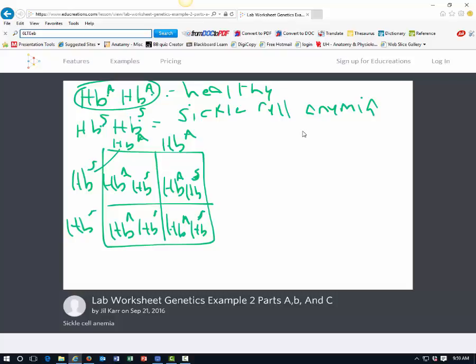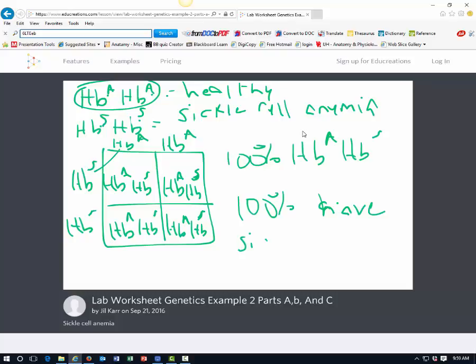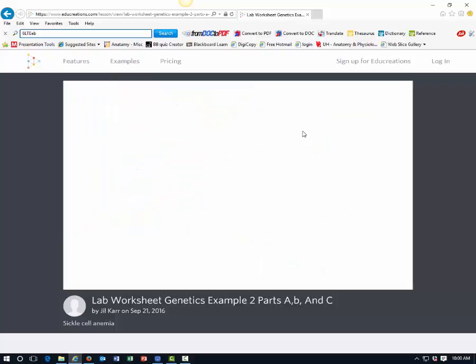So therefore, looking at the genotypes of the individuals, 100% are going to be heterozygous for their genotype. And if I look at their phenotype, 100% are going to have that intermediate form, which we call sickle cell trait. So that is example number 1. So let's look at our second example.